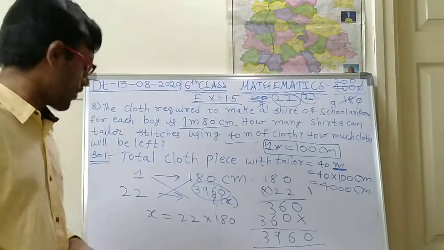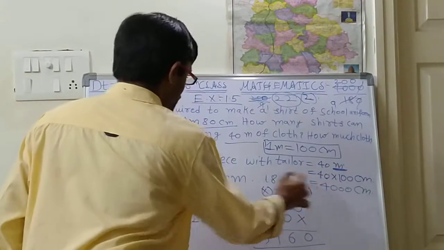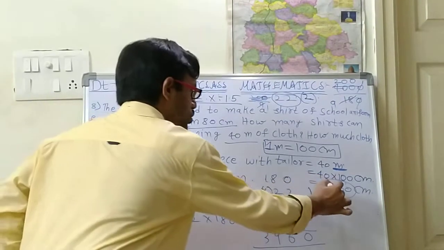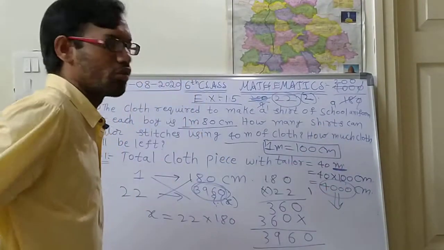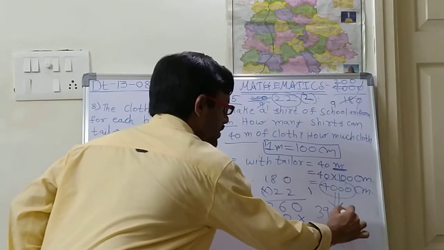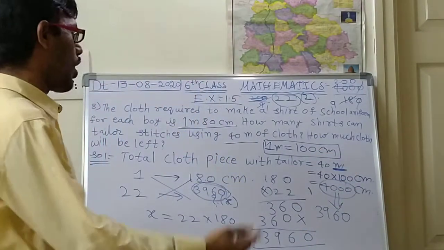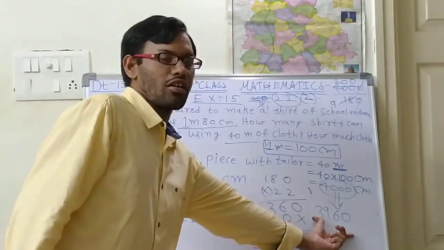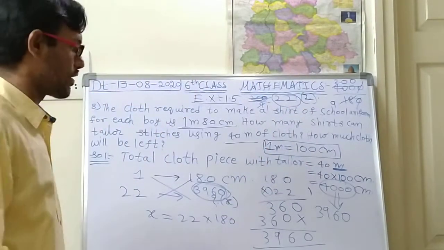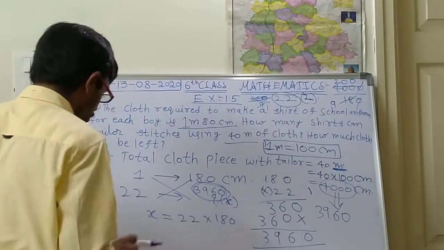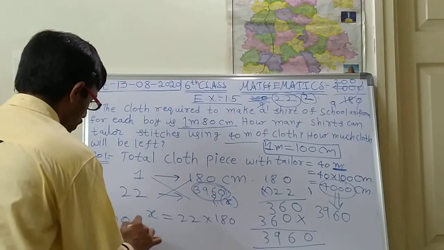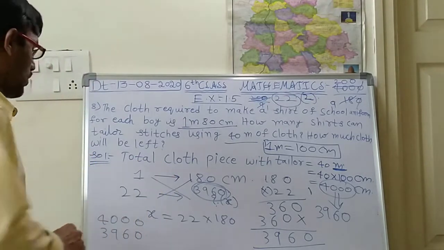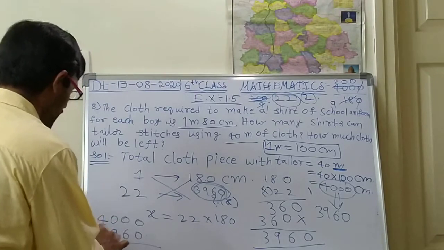So how much is left over means what you have to do? Simply subtract 3960 from the 4,000. Out of this total 4,000, how much is used? 3960 is used. So to find how much is left over, you have to subtract this cloth piece from the total cloth piece. So how will you do that? 4,000 minus 3960.